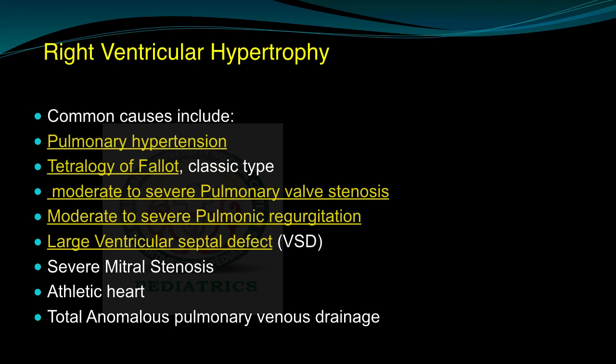Also, your moderate to severe pulmonary valve stenosis can also lead to right ventricular hypertrophy, moderate to severe pulmonary regurgitation, a large VSD wherein there is equalization of the left ventricular pressure as well as your right ventricular pressure. Now, severe mitral stenosis, what happens?